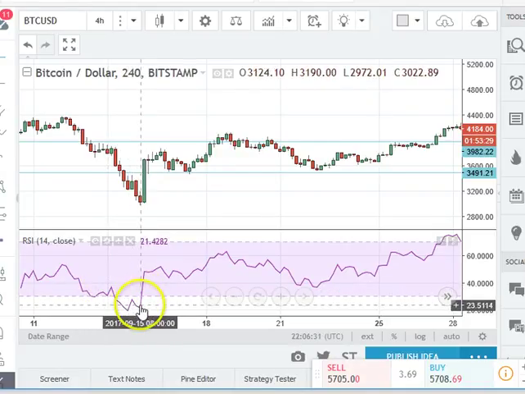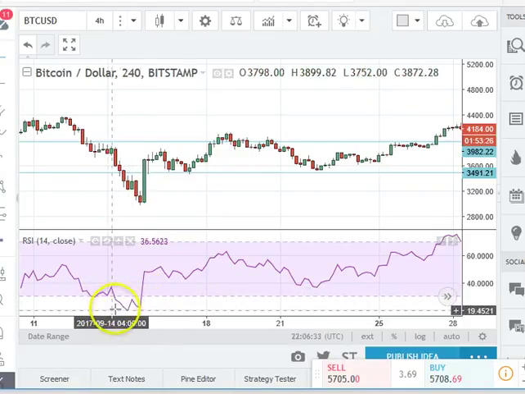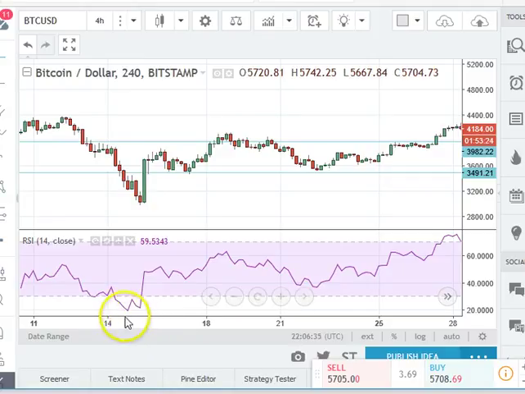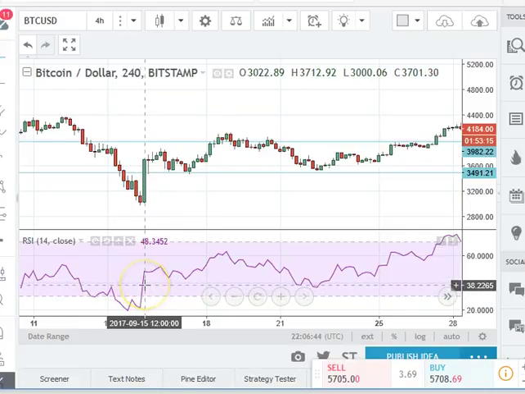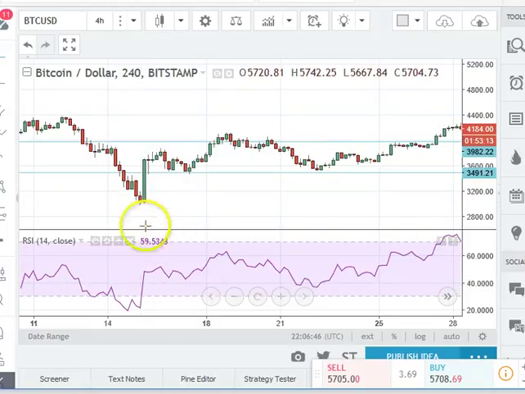So you watch it move below the 30 mark. And just because it moves below the 30 mark doesn't mean that you buy. You want to wait for it to roll back up above the 30, so go to about 35. That's when you buy, with the stop at the previous low.